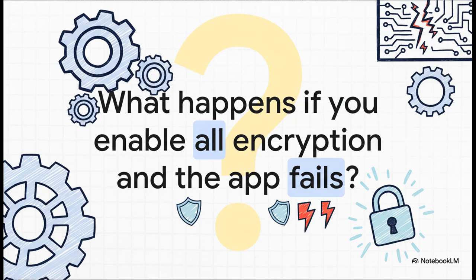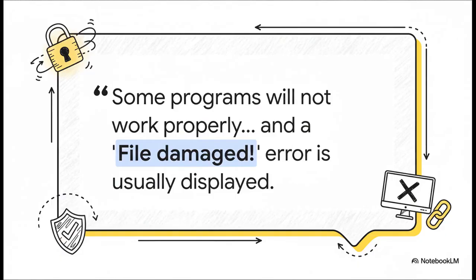Okay, so a common instinct, right? You see all these options and you just want to check every single box for maximum security. But what happens if you do that and all of a sudden your application just fails to run? Yeah, this is where you can run into a little snag. The documentation is pretty clear on this. Some programs, especially if they do some custom resource handling or use other packers, just won't work with every single encryption option turned on. And the telltale sign is this specific error message: "file damaged." If you see that pop up, it's a huge clue that your encryption settings are probably a little too aggressive for your app.